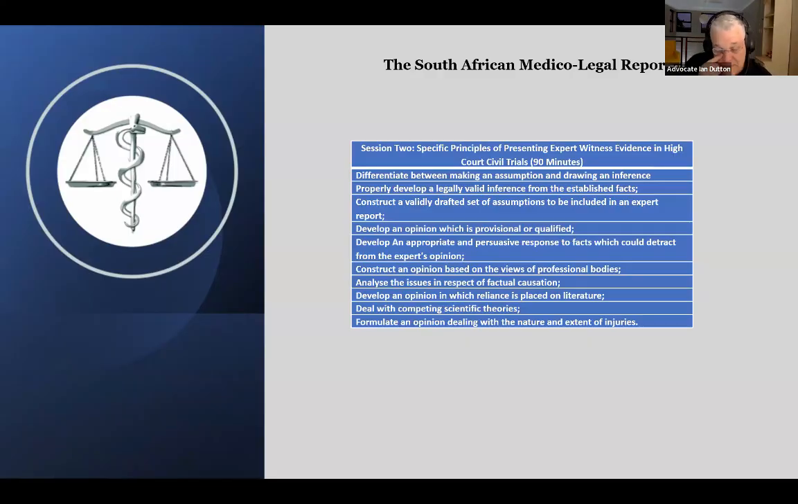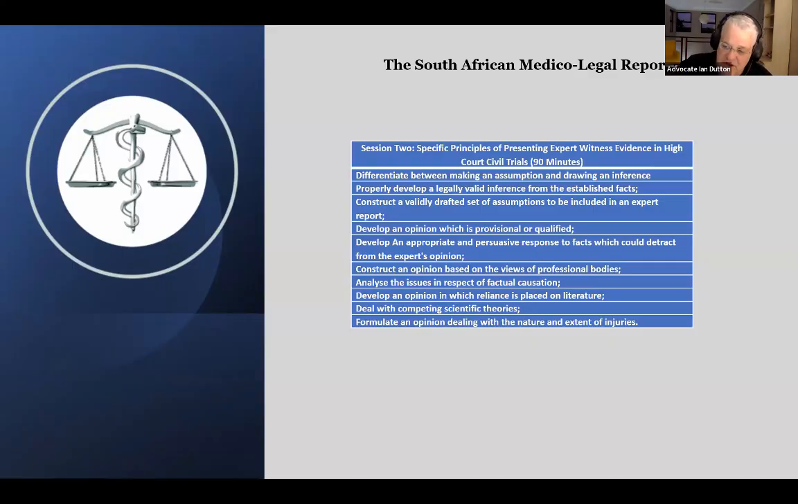And I think I might even just expand that a little bit, although it's not formally on the learning outcomes. I think I may, because the question is coming up a lot, just also include some discussion on addendums and supplementary reports. The next learning outcome is to develop an appropriate and persuasive response to facts which could detract from the expert's opinion.